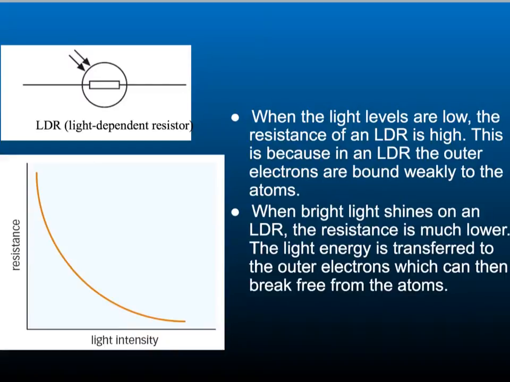The graph of light intensity and resistance for an LDR will always give you this shape. So it's showing us that as light intensity increases, the resistance decreases. And that's because more electrons can break free from their atoms, and then they can flow around to carry the current.